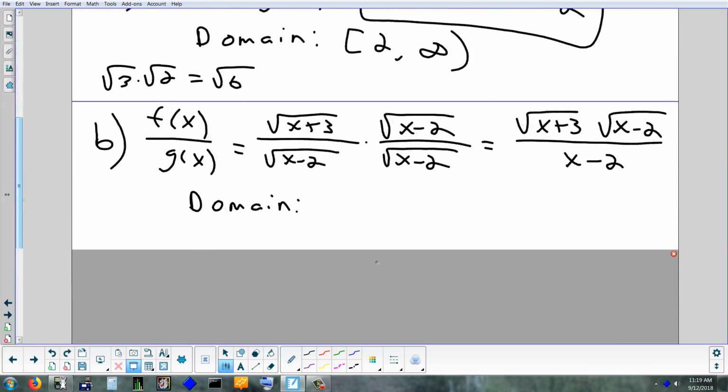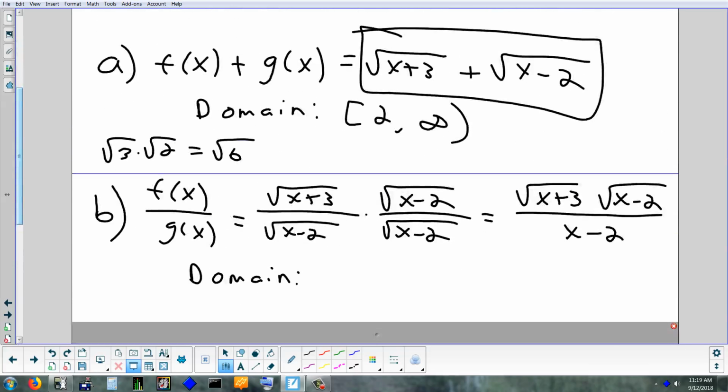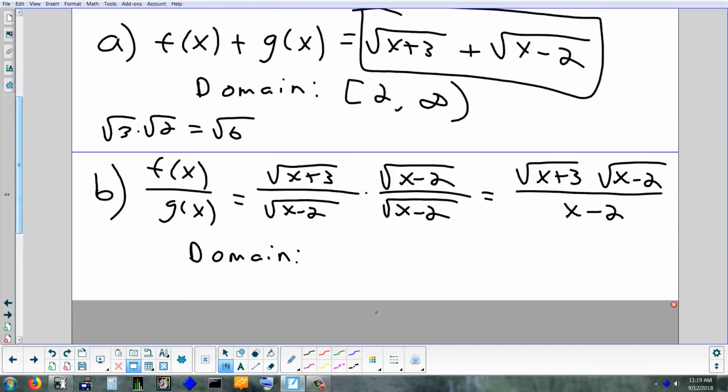So at a minimum, we have to at least pick numbers that are in the most restrictive domain, from 2 to infinity. Is this domain going to be the same as the last one, or different? What do you think? It's going to be different because you can't divide by 0. Okay, so what would the domain be this time?